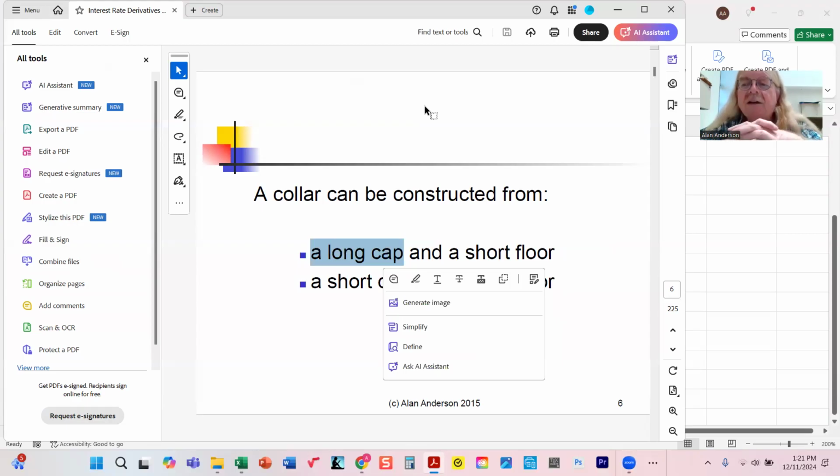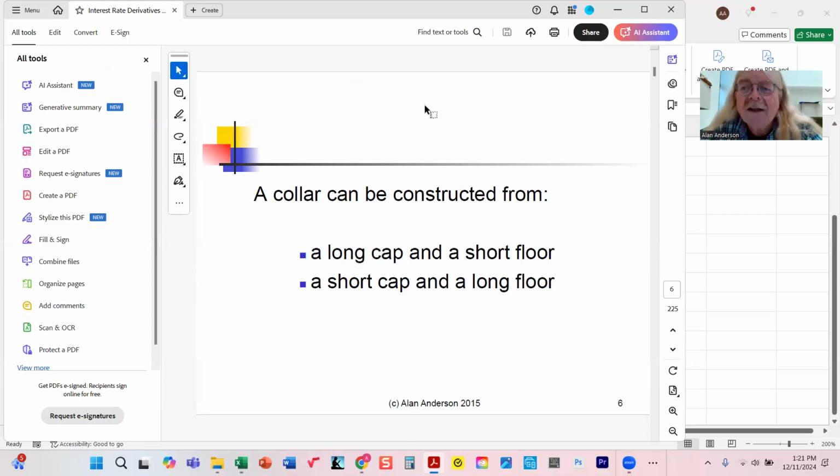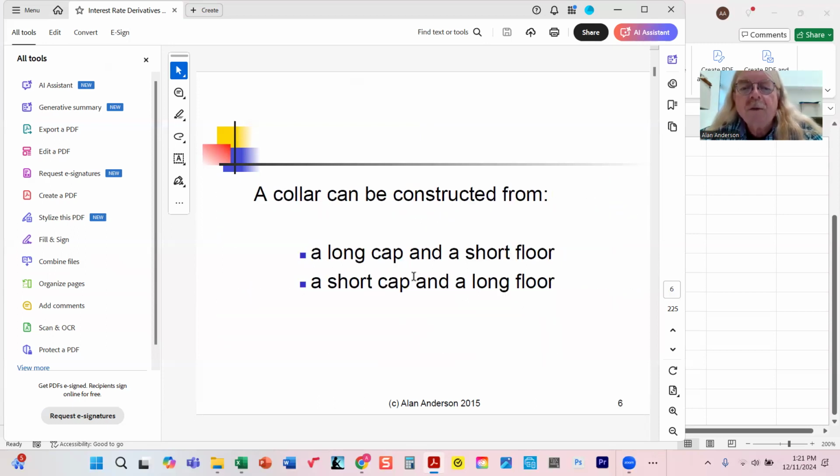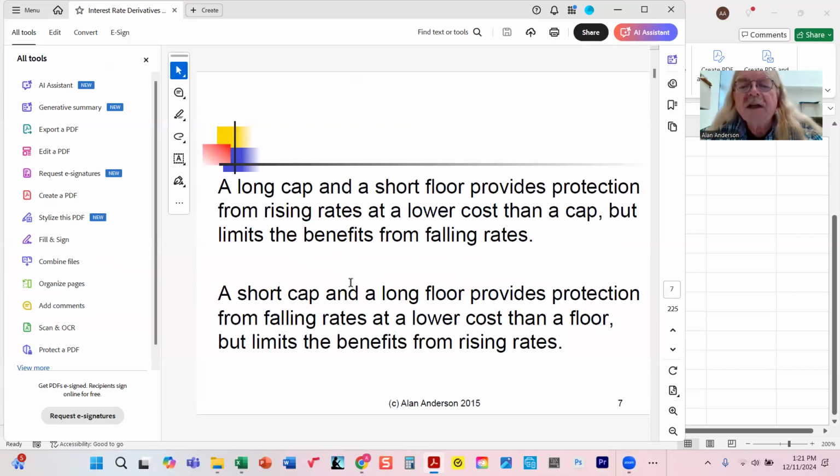A cheap hedging strategy means it's less beneficial than an expensive one. So you're not getting away with anything when you set up a collar, because it's cheaper, but you also are limiting the advantages of it compared to simply buying the cap in the first place, or in the second case, buying the floor. So anyway, the short cap and long floor, the second example, is the one where you're protecting yourself from falling rates. But again, there's a limit to how much of a benefit you can obtain if rates go up instead.